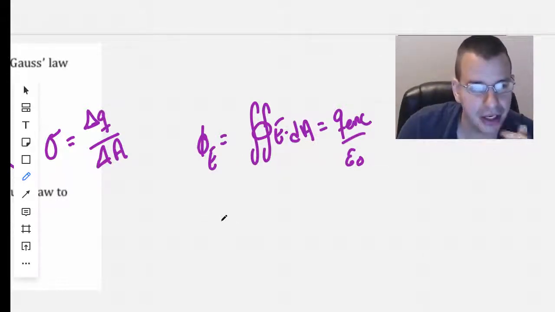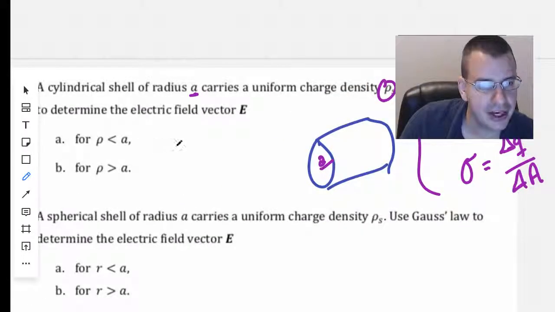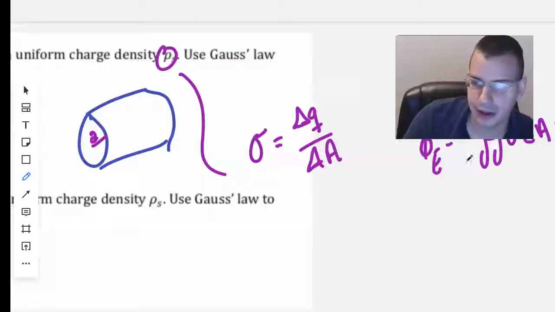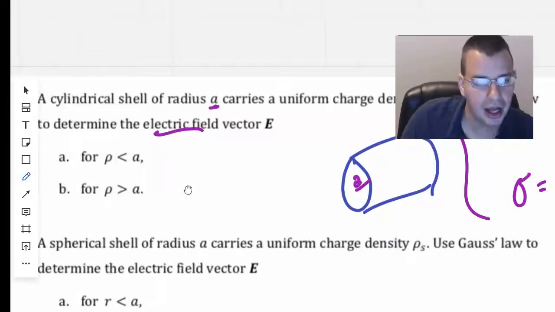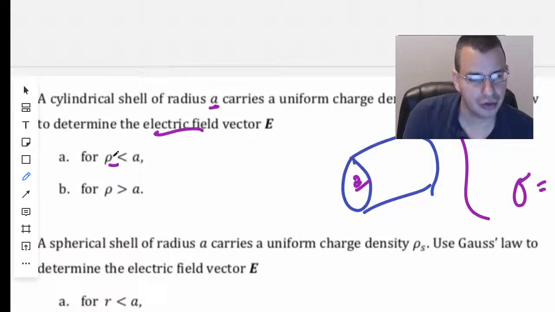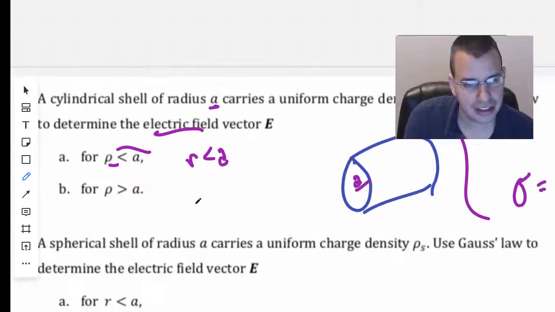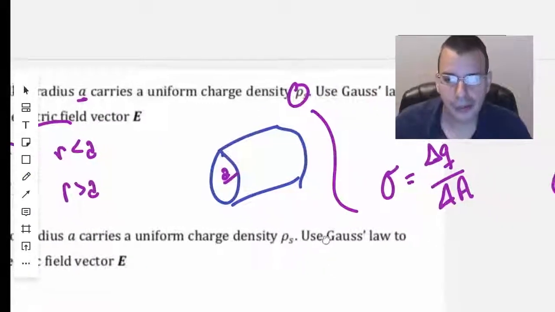So from here, what we're trying to find is the electric field E, for rho. I'm going to rewrite this as R. I like R as radius. Radius less than A and radius greater than A.